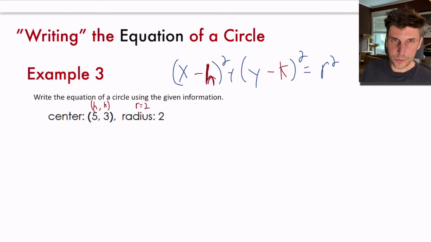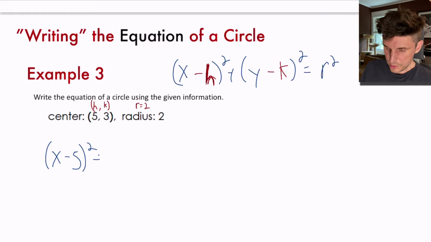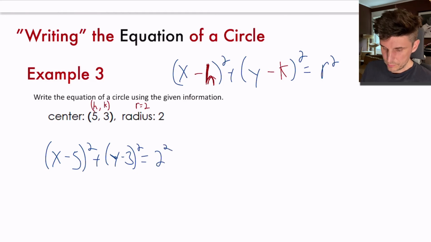Why don't you pause the video and do this, because I know you can do it. All right, welcome back. We have x minus 5 squared plus y minus 3 squared equals 2 squared, which equals 4.